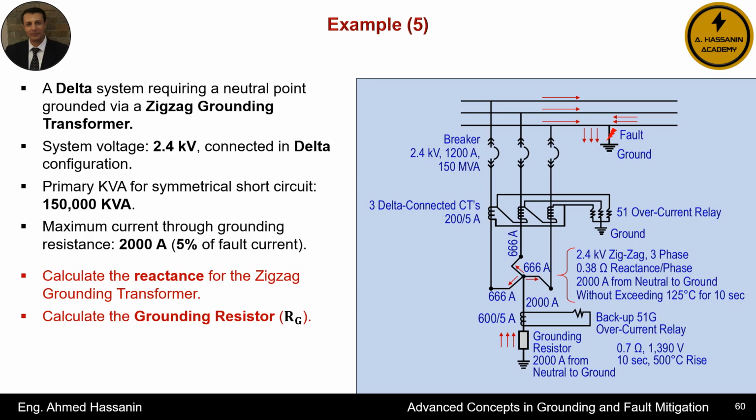The objective is to calculate the appropriate reactance value for the zigzag grounding transformer, as well as the value of the grounding resistor, RG.